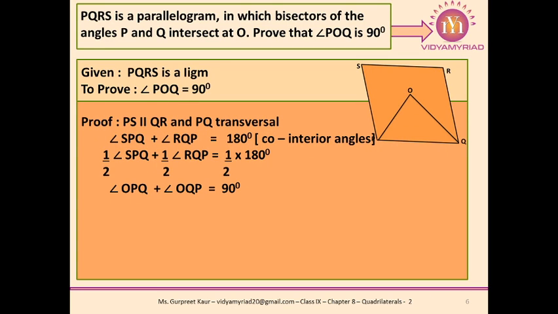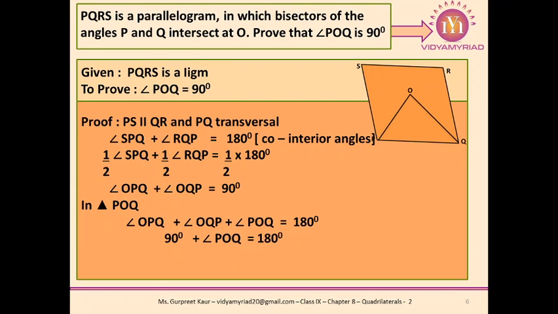And let us take the center triangle POQ. The sum of all the angles will be equal to 180 degrees. We know the sum of the two angles is already 90 degrees. So we are left with angle POQ, which is also equal to 90 degrees.